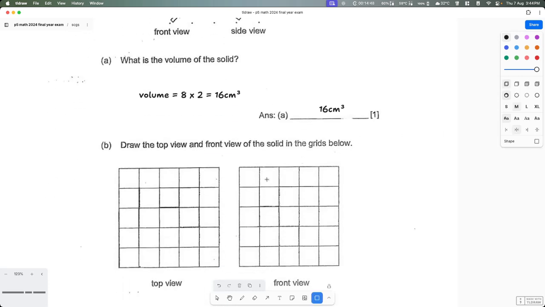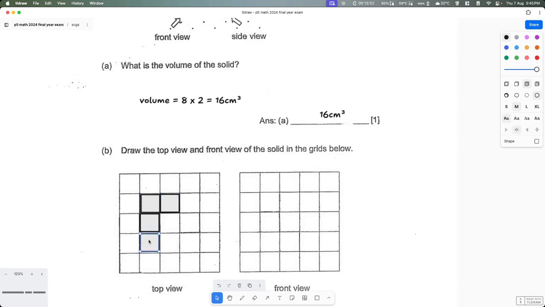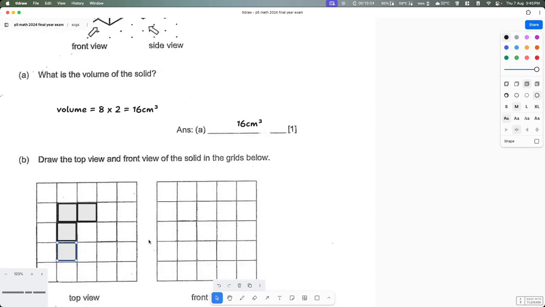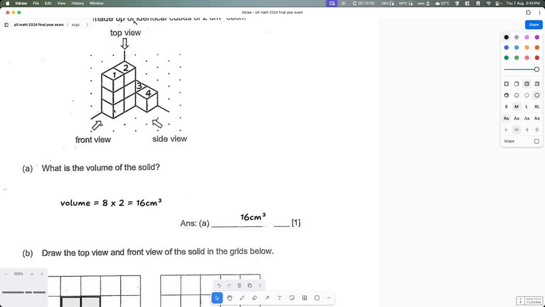Let me just draw the rectangle. So we have 1, make it shaded, then 1, 2, and after that 1, 2, and then 3. So I see 1, 2, 3, and then 4. What about the front view? So the front view is this. I'm going to use a different color.